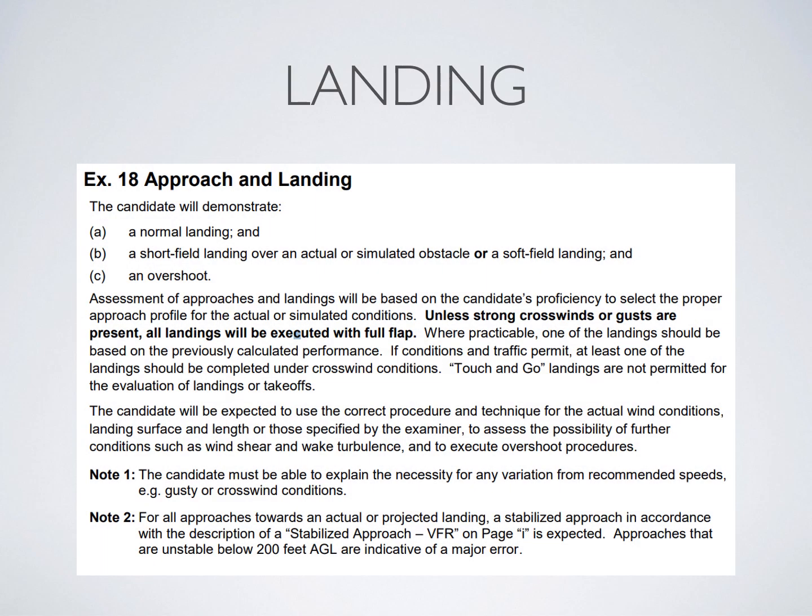And finally, your landing is going to be assessed, so we'll talk about what the criteria is for this. We'll start by talking about the normal landing. For the PPL level, you're going to be assessed on your ability to do a normal landing, and you're going to have to demonstrate either a short field or a soft field landing. And hopefully your overshoot's already been assessed in both the precautionary and the forced approach exercises. Also, for the purpose of your PPL flight test, you have to do all landings with full flap.